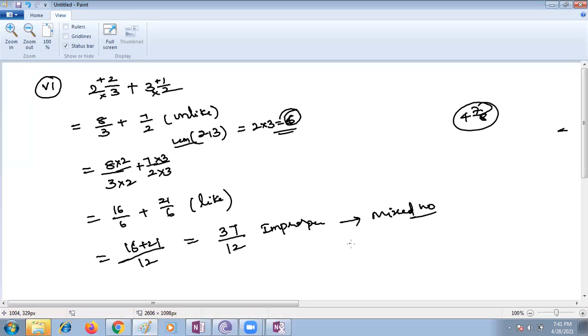Now, to make a mixed number, how do we do it? By doing division. 6 6s are 36, and 1 is left over. So 6 is your quotient, as the whole part, and the remainder is the numerator, divided by the denominator. 6 1 by 6. How many of you got 6 1 by 6, children?